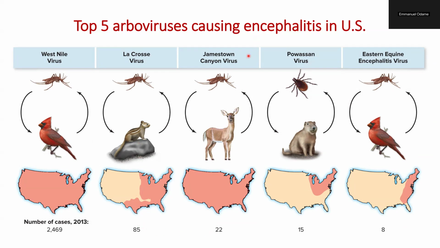And then we go to Jamestown Canyon virus, which affects a lot of deer. So it goes in there, we have 22 cases. And then the cycle keeps going on and on for all of the rest.